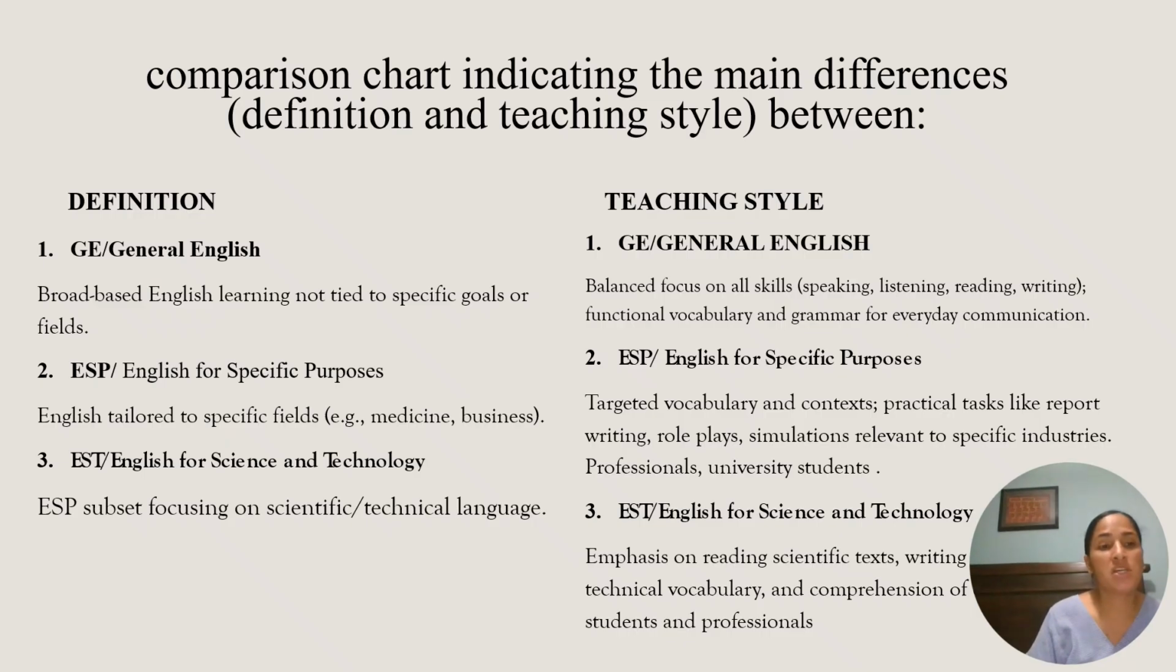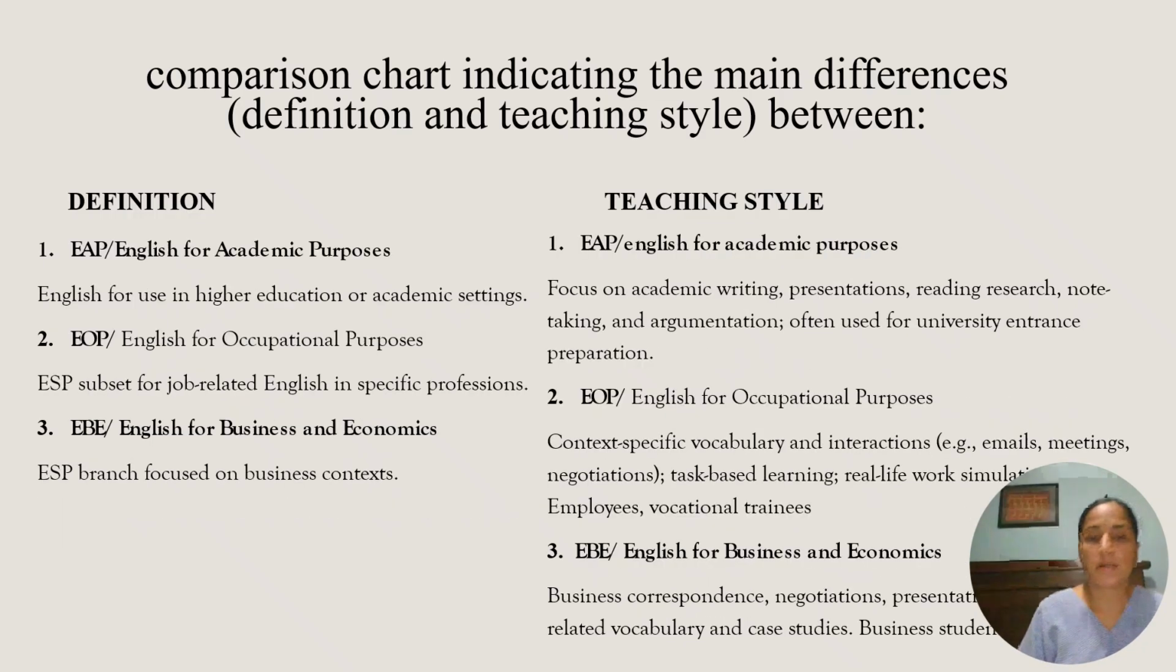We have the GE, which is general English. They are more on teaching style balance, focus on all skills. We have ESP, English for specific purposes, and they teach targeted vocabulary and context, practical tasks, and report writing, and so on. We have EST, which is English for science and technology. They emphasize reading scientific texts, technical vocabulary, and comprehension of student professional.